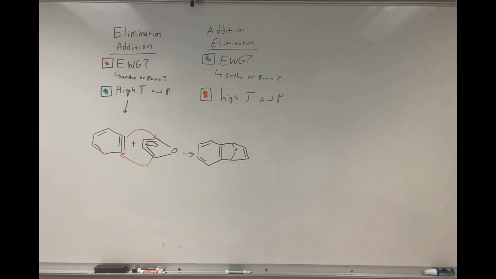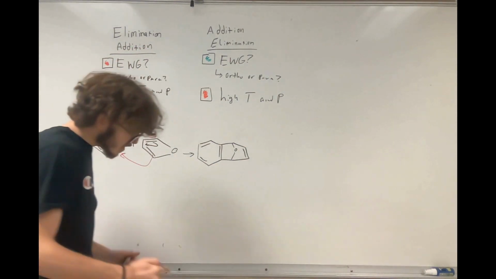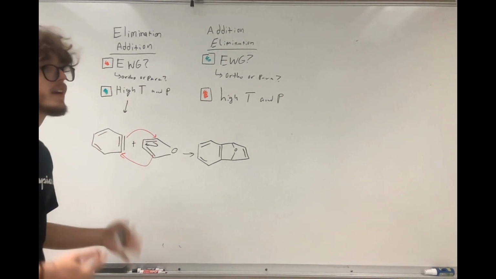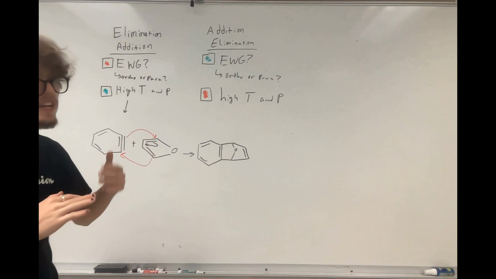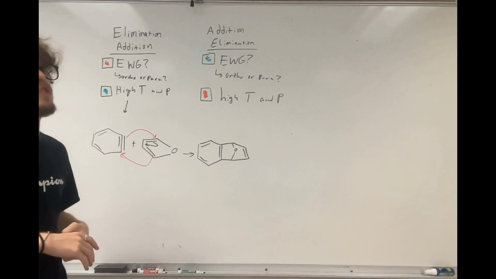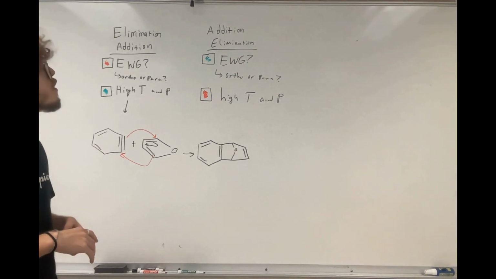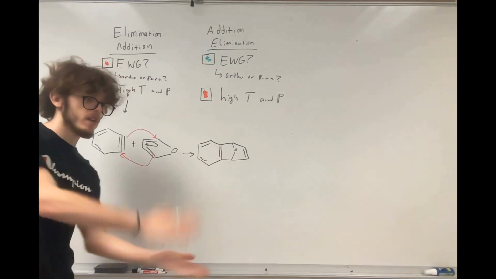That was addition, elimination, and elimination addition. If you have trouble remembering the two, just kind of in your head go through the mechanism, okay? If it says elimination, you know you're going to have to go through that benzyne. You can't do elimination on a benzene that has double bonds unless you go through a triple bond, right? But if we go through addition first, we add, and then we have a single bond, so then we eliminate.